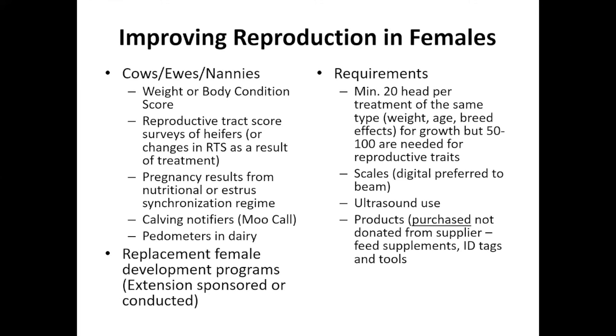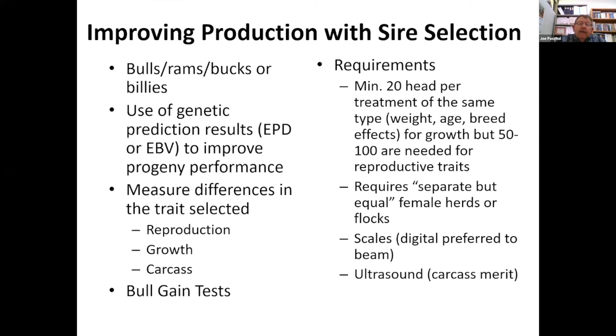And so I've got some requirements again. But for reproductive traits, you need quite a few more females, 50 to 100, in order to see small differences. You could also demonstrate the use of ultrasound in terms of reproductive technology. So I just threw some thoughts out there.